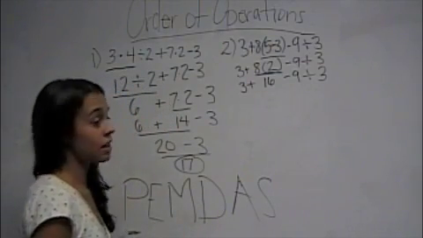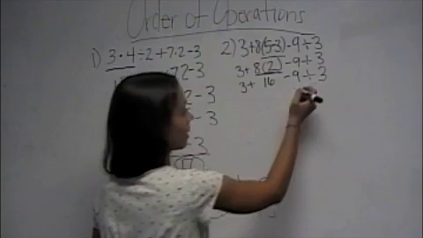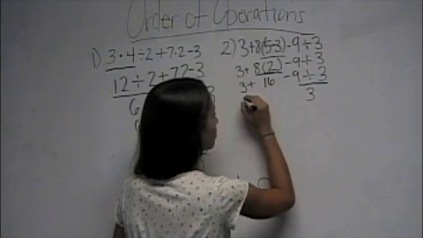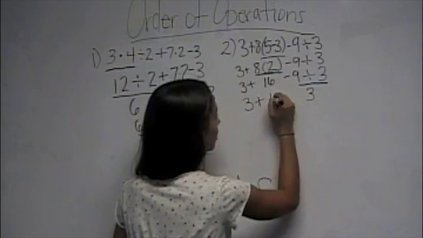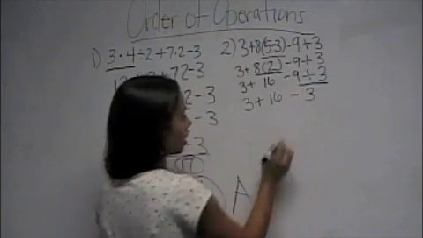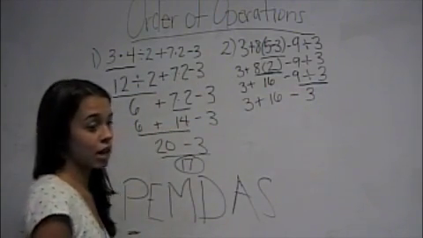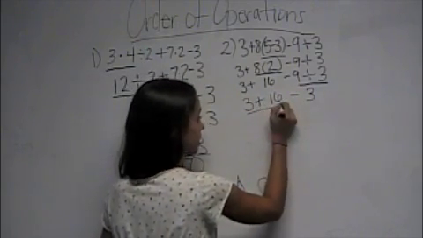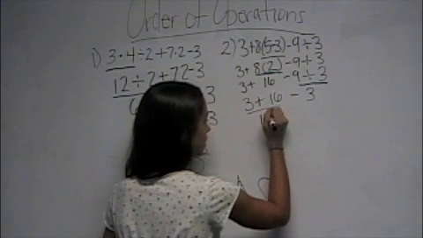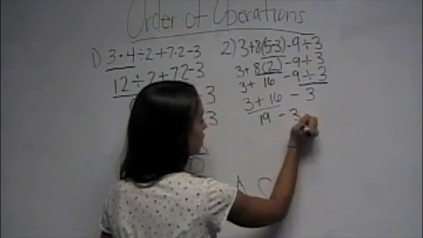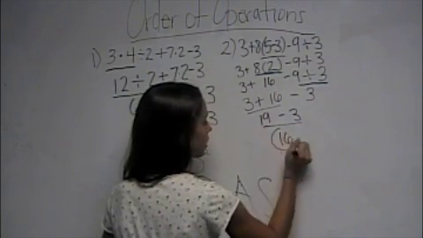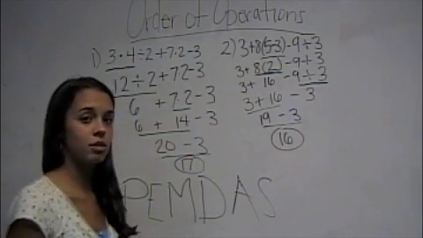Alright, our next step is division. We have 9 divided by 3. That'll give us 3, and we bring down the rest of the problem. Now we only have addition and subtraction left, so we go from left to right and solve. 3 plus 16 is 19. Bring down our minus 3. 19 minus 3 is 16. And that is our final answer to number 2.